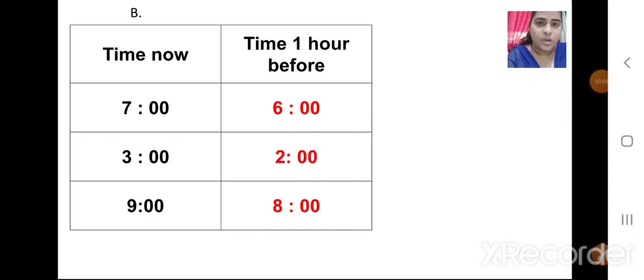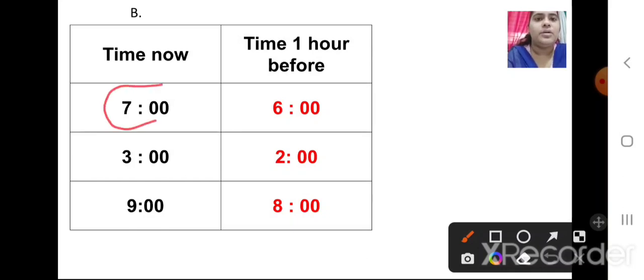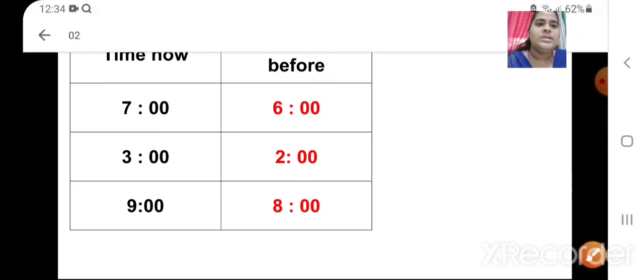B1 is time now is given and we have to write the time 1 hour before. Okay, now here they have given the time in hours and minutes, correct? So you have to write in that format only. Here time now is 7 o'clock. Now 1 hour before. Before means we have to subtract 1 hour. Okay, if it is 7 o'clock and I subtract 1 hour, 7 minus 1 is 6. So 1 hour before is 6 o'clock.